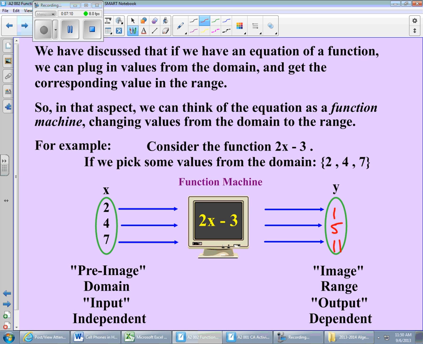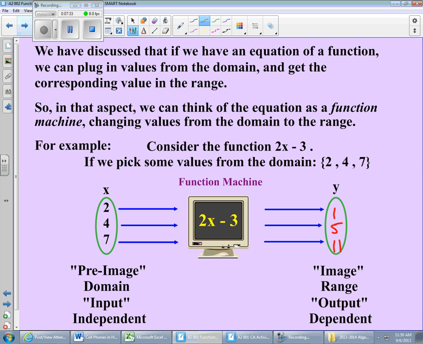And then lastly, as we've said several times, the idea of independence versus dependence. Unfortunately, there are a lot of different synonyms, as you can see on the screen right now, and you will need to know all of them. You can't just say, well, I understand x's and y's and domain and range, so that's good enough for me. I'm not going to learn the rest of this stuff.